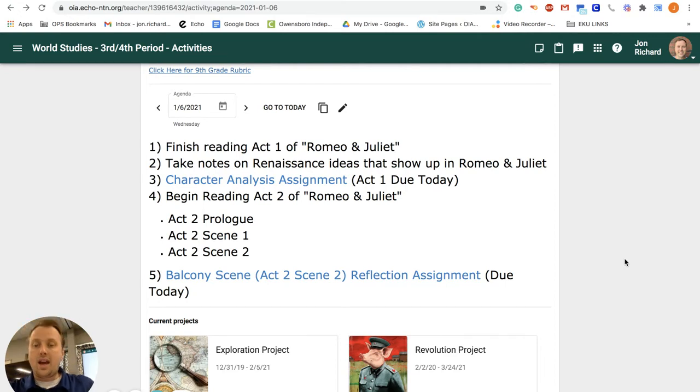We're going to be writing down some of these big ideas that we see from the Renaissance, like individualism, secularism, humanism, romanticism, okay? We're going to work on the character analysis today for Act 1, and then we're going to begin reading Act 2. Also, I am offering extra credit in the way of 5 points for anyone that reads, and we're going to be reading over the next few days.